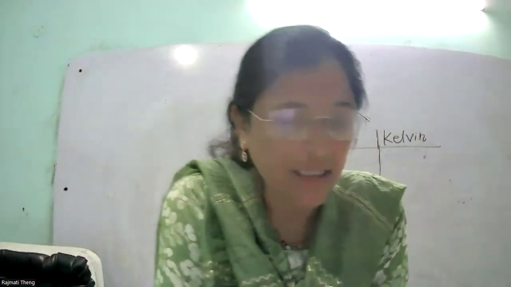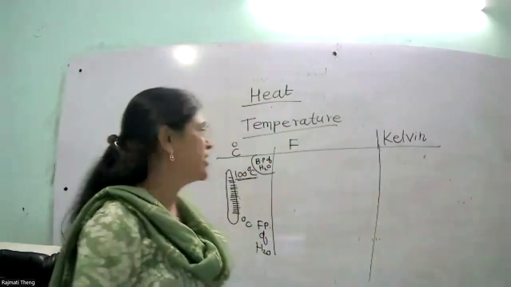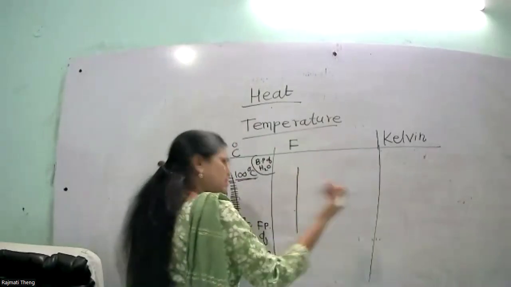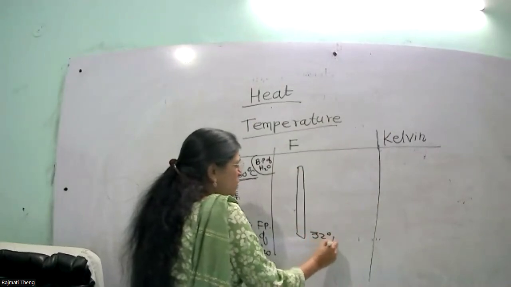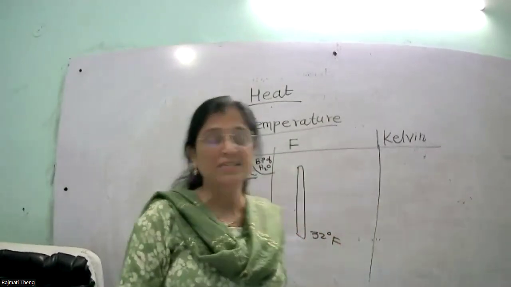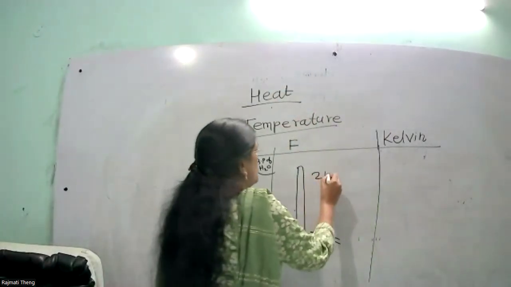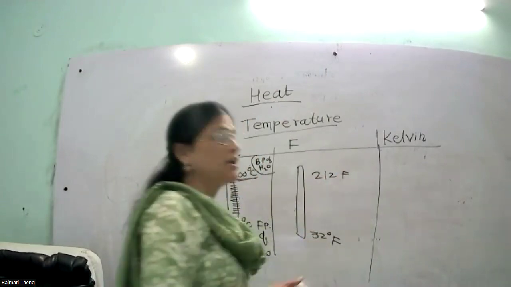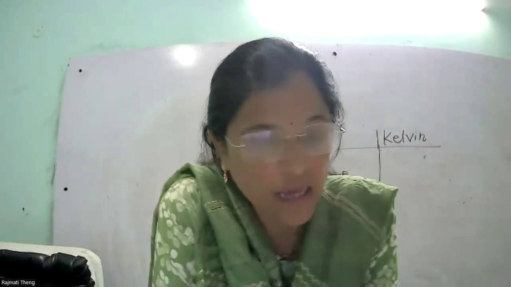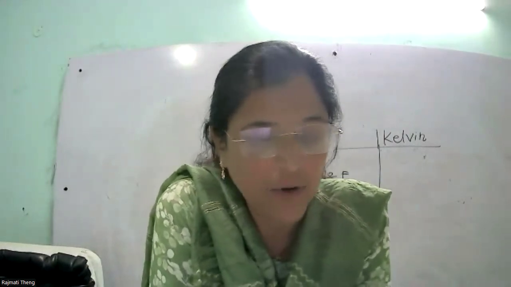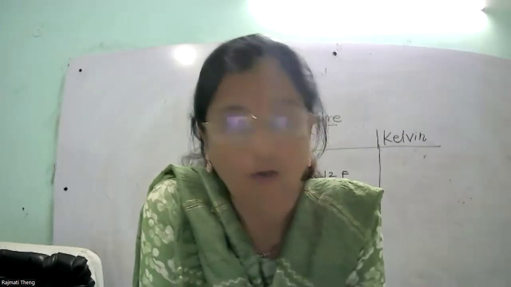Now next one, that is the Fahrenheit scale. The freezing point of water is considered 32 degrees Fahrenheit. Okay, 32 degrees Fahrenheit. This is the freezing point of water, and then 212 Fahrenheit. This is the boiling point of water. So 32 degrees is the freezing point of water, and 212 is the boiling point of water.